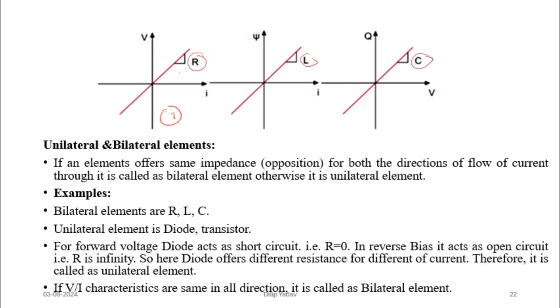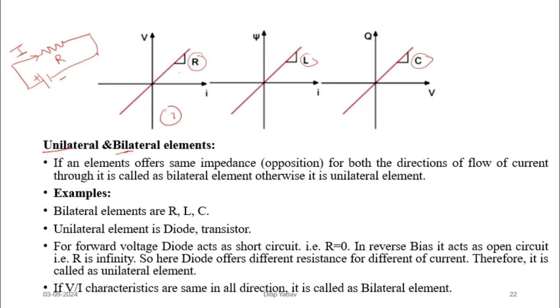Now coming to the third, unilateral and bilateral. Unilateral means, if this is R, the direction of the current is I. For example, this is the voltage source that we have connected, with positive and negative terminals. The current is going to flow through this resistance. This was the R.